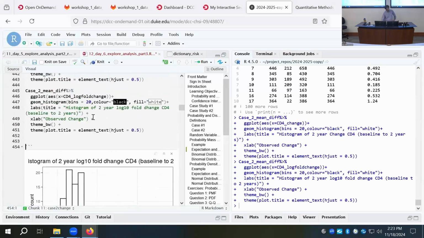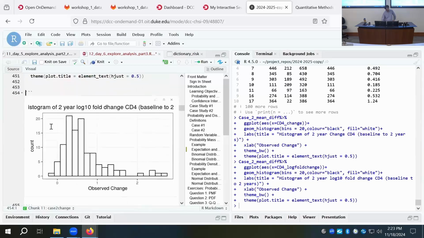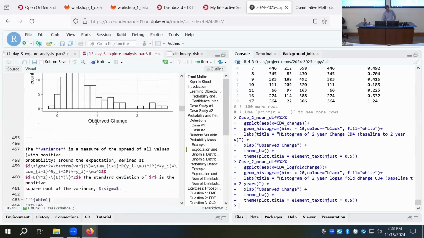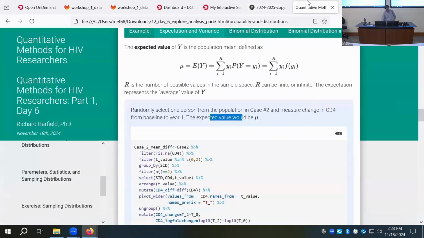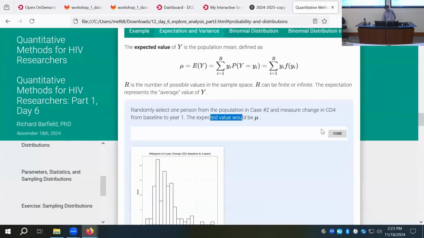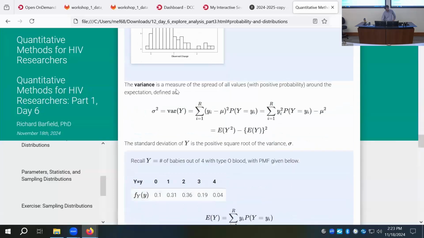And this shows on the log fold change difference. All right, so the variance is, again, a measure of the spread of the data around that expectation.